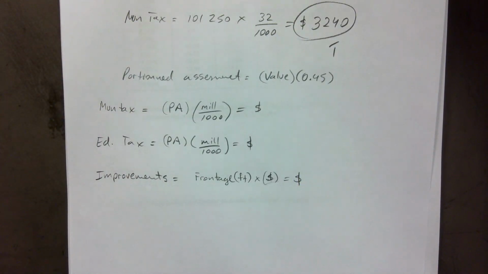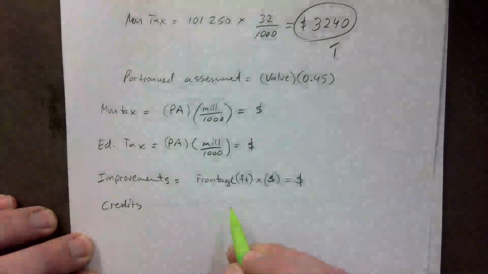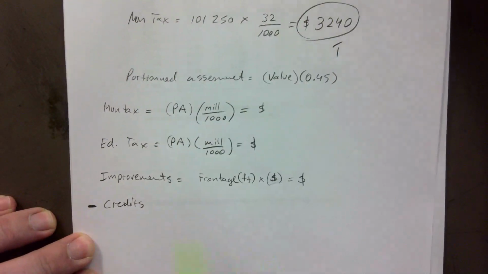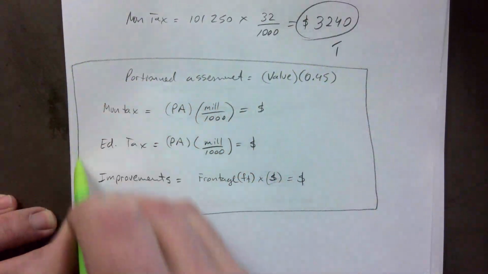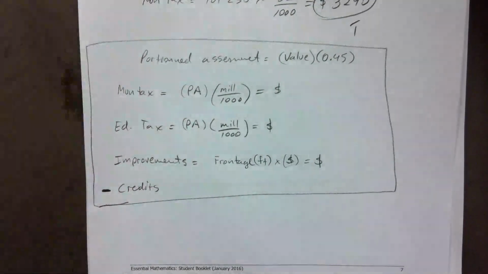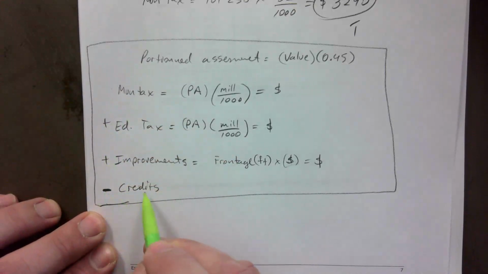What else could be thrown in there? One last thing you're not supposed to forget. If there are credits, you take that off. You subtract it. Credits, subtract, put a little minus here. So that huge thing is property taxes in a nutshell. You would go this plus this plus this minus credits.